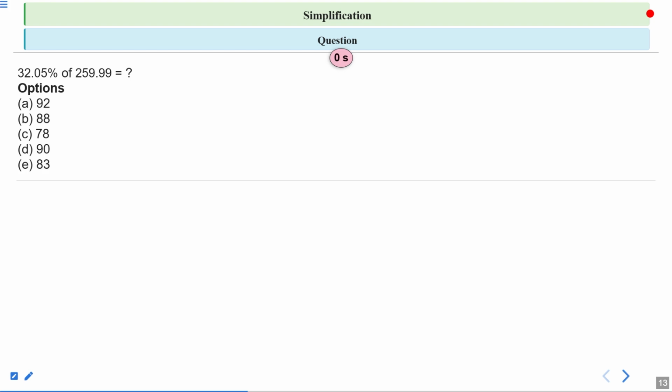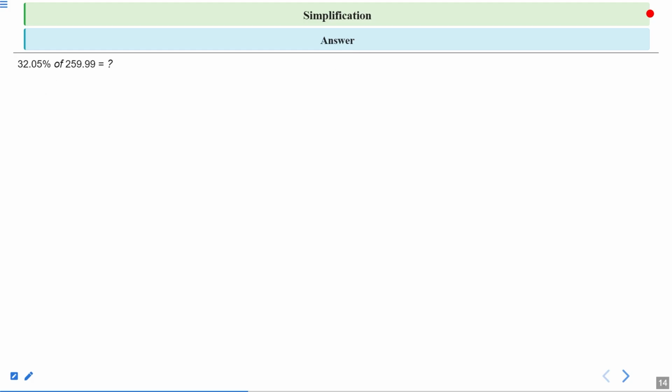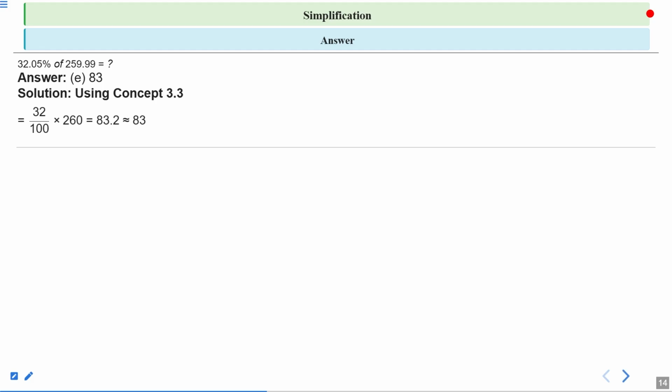Now time's up. Let's see the solution of this question. So the question is 32.05% of 259.99. The correct answer of this question is E, which is 83. In this question we can use approximation. Now see the solution using concept 3.3 in this question.